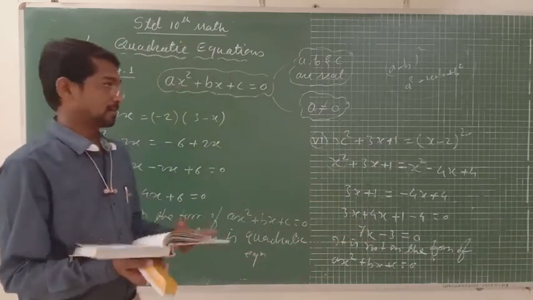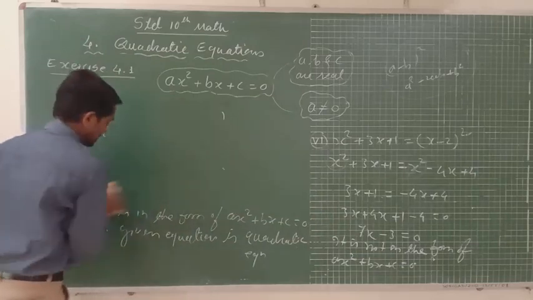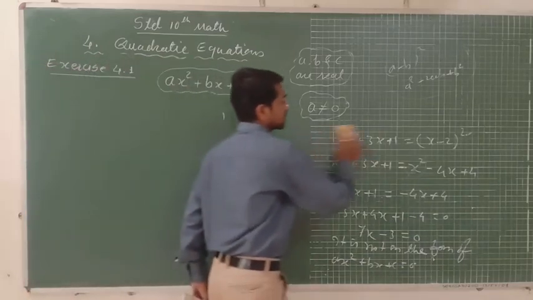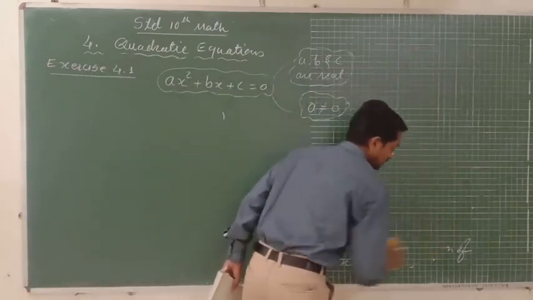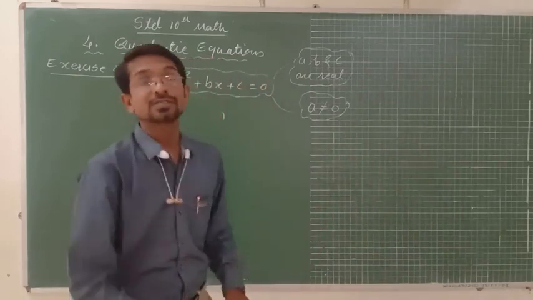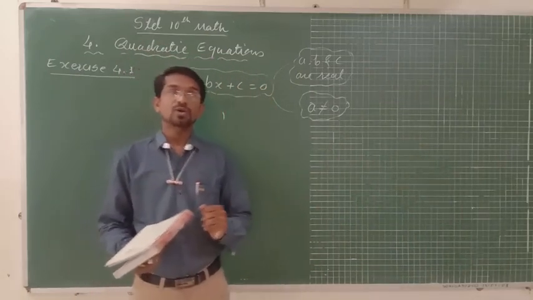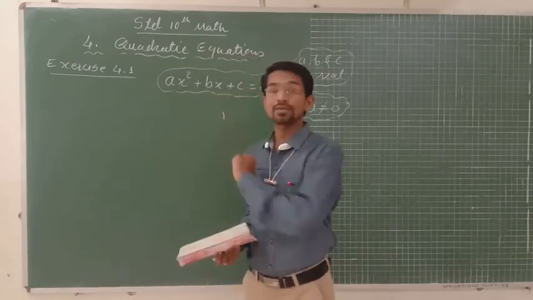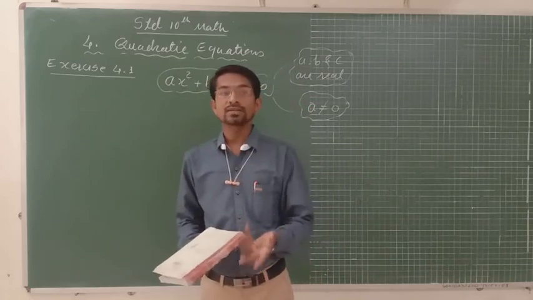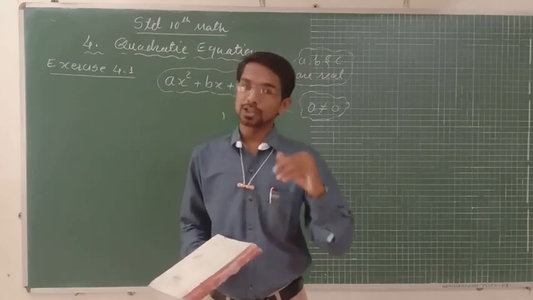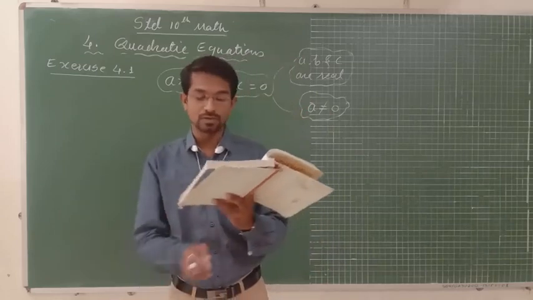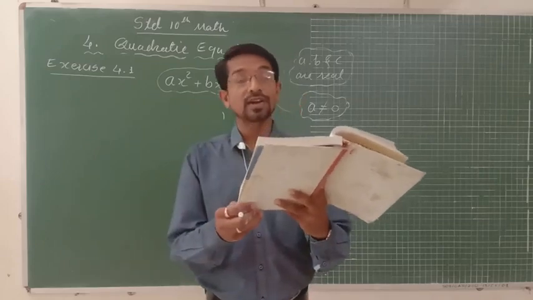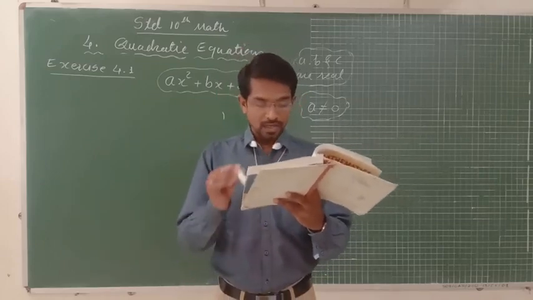Now see question number 2. The second question is again an important thing. At the start of this chapter, I said that quadratic equations are generally used in daily life. Whatever word problems are given, you have to write them in mathematical form, that is, in quadratic equation form, and then you can solve. How to solve it, that solving method I'll explain later on. Now see question number 2 of exercise 4.1: represent the following situation in the form of quadratic equations. See the first question.